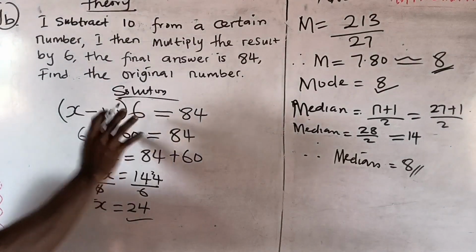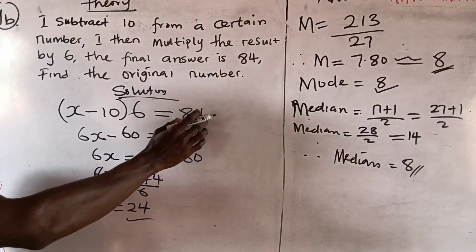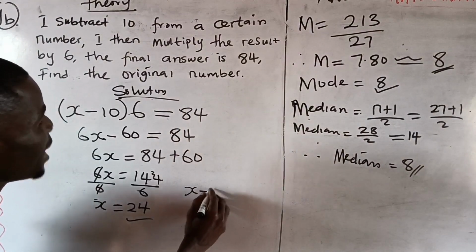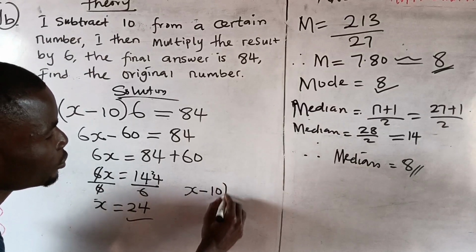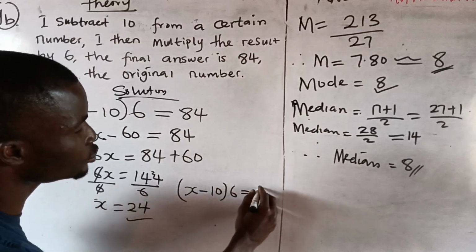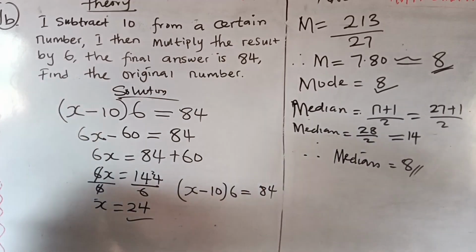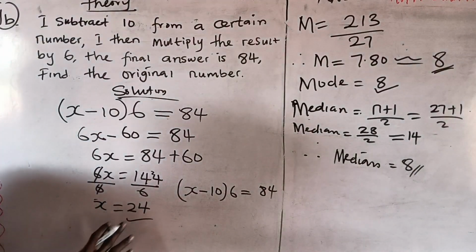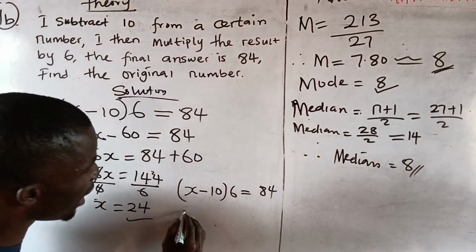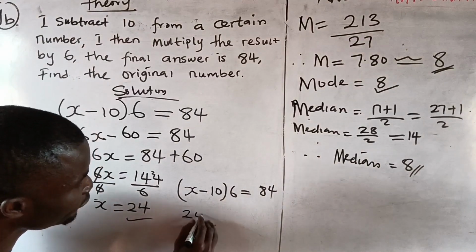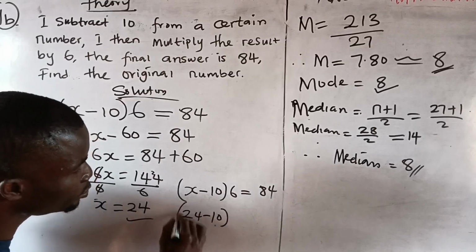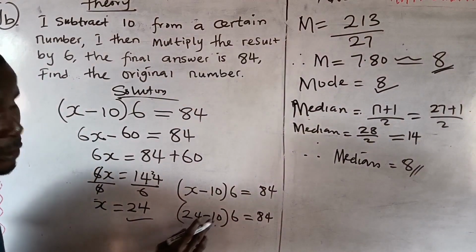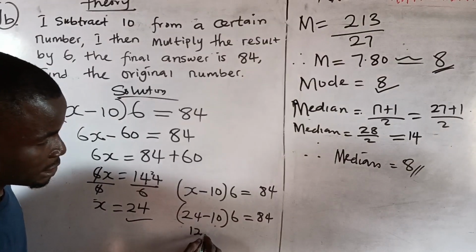So we can check it. Once we check it, we are going to get this. Let's check. This is the equation. The equation is open bracket x minus 10 close bracket 6 equals to what? 84. So anywhere I see x, I'm replacing it with 24, right? So I have open bracket 24 minus 10 close bracket 6 equals to 84. Are we following? So 24 minus 10 will give us what? 14, right?